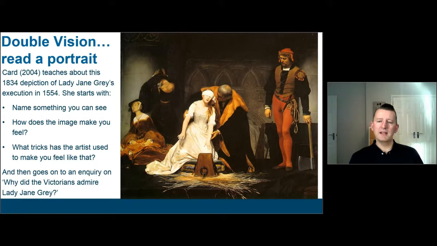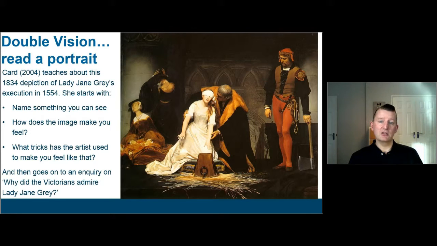So you can see that beginning to move from just straightforward spotting features of the picture to start to think about how an artist would go about deliberately constructing a picture. And then the teacher goes on to teach a little bit about Lady Jane Grey, who was married to Henry VIII and executed by him. But then instead of the whole focus being about her life, the inquiry that's being conducted in this history classroom is actually, why did the Victorians admire Lady Jane Grey?